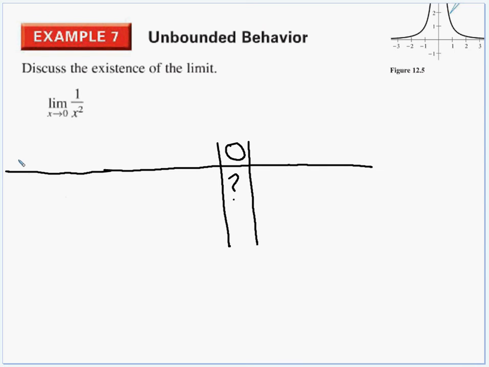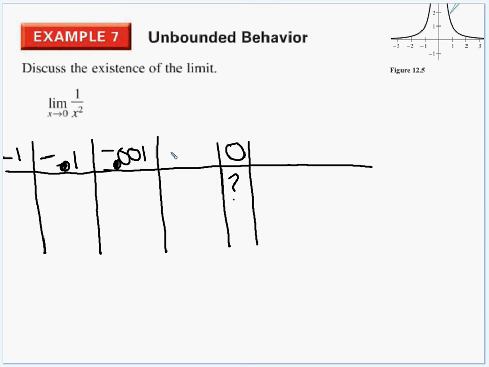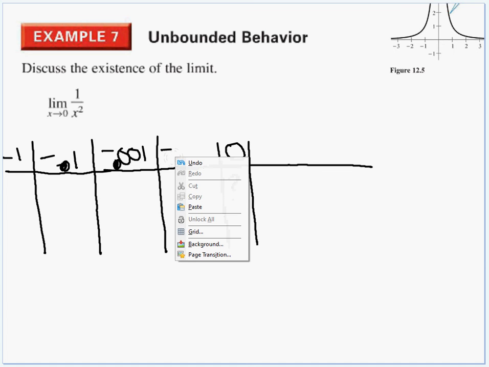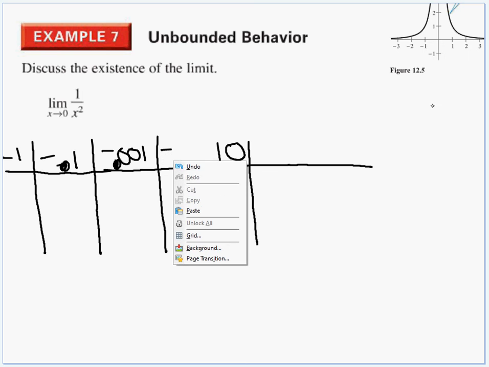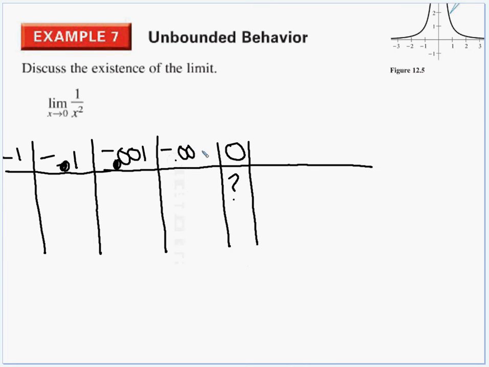-1, -0.1, -0.01, -0.001. On the plus side, we'll just do the reflections of those: 0.001, 0.01, 0.1 and positive 1.